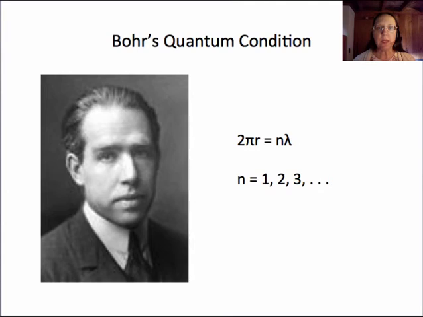But the wavelength is related to the energy, so electrons can only have specific energies that allow their wavelengths to fit at specific radial distances from the nucleus. This now allows us to explain the atomic line spectra.